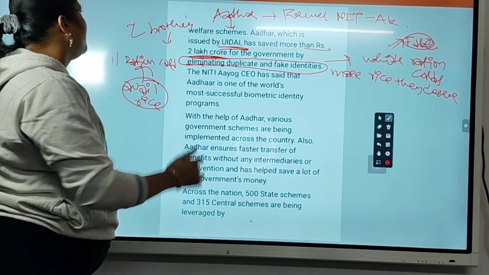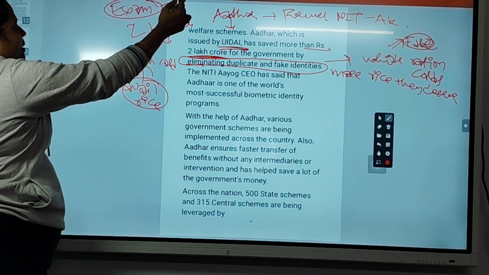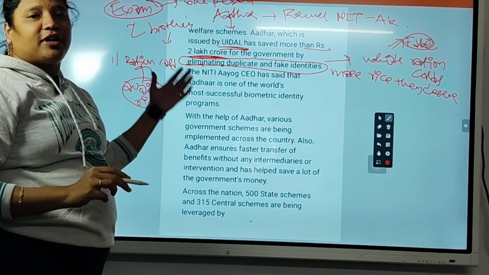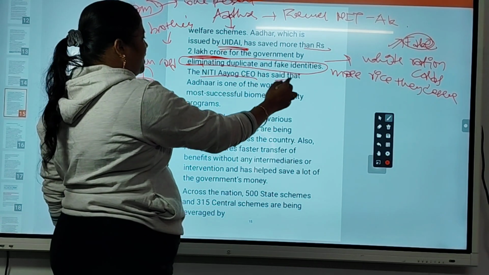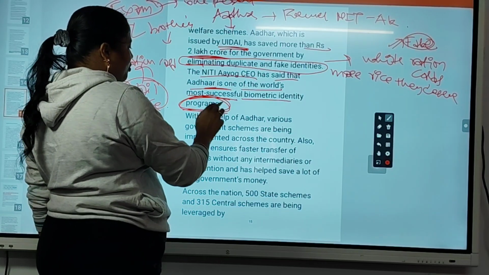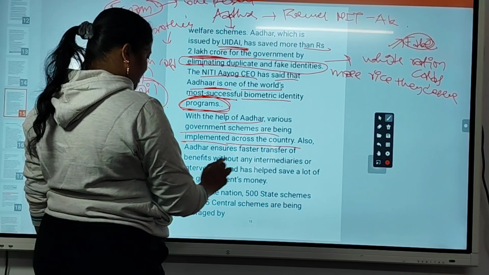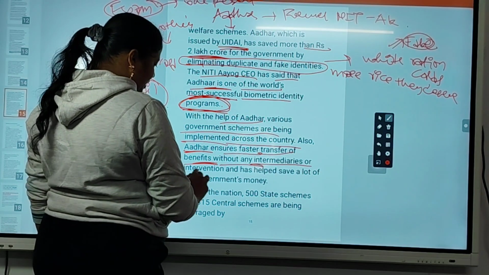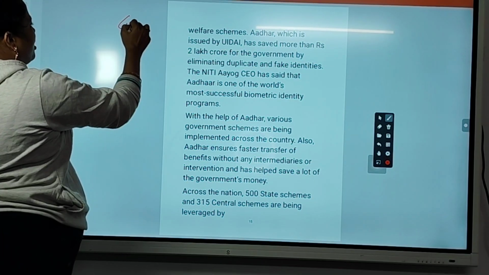Even in exams, people used to cheat a lot. One person in place of another used to write an exam when Aadhaar was not there. But after allocating Aadhaar, cheating in exams also reduced. So the Niti Aayog CEO said that Aadhaar is one of the world's most successful biometric identity programs. With the help of Aadhaar, various government schemes are implemented across the country. Also, Aadhaar ensures faster transfer of benefits without any intermediaries and interventions. It would save the government money because a government scheme is there.